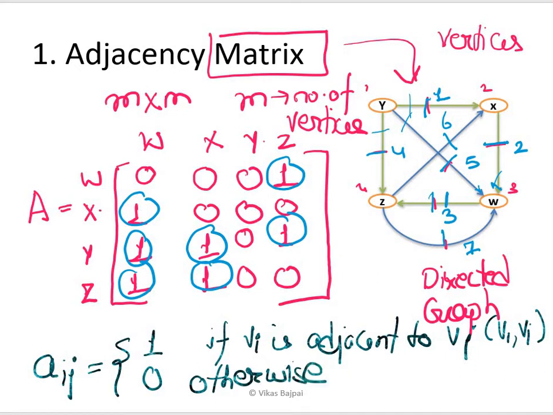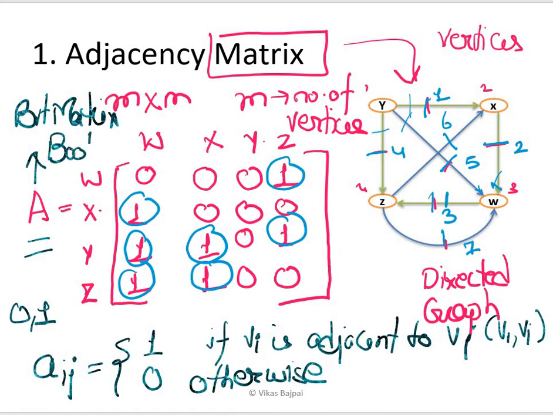Such a matrix A, which contains entries of only zeros and ones, is called a bit matrix or a Boolean matrix.